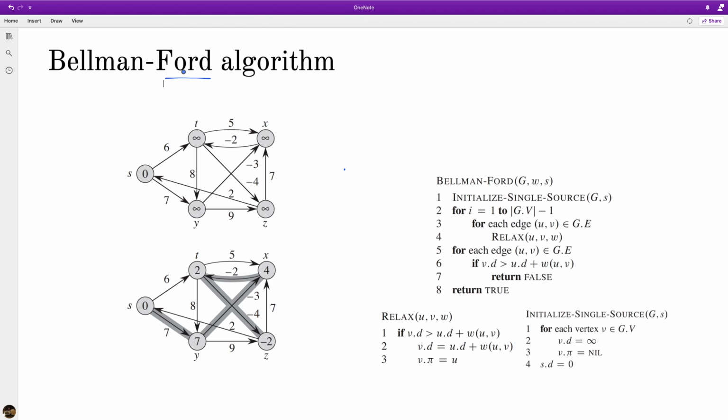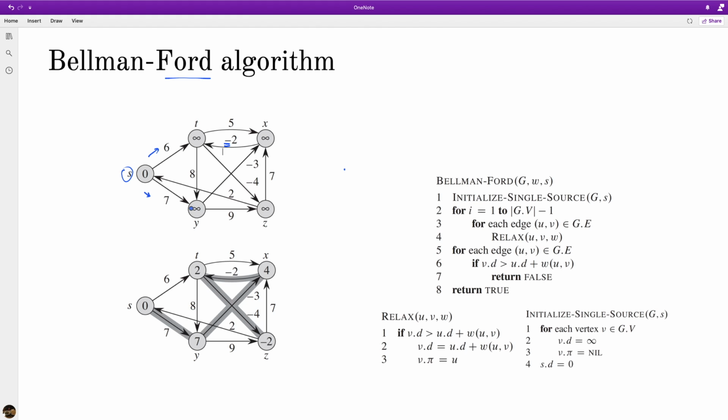The Bellman-Ford algorithm for finding shortest path from a single source to all other vertices in a graph is a general solution to the single source shortest path problem. It's a remarkably simple algorithm, and it also allows the weights to be negative. So if a graph has negative weights, Bellman-Ford algorithm runs fine if there is a shortest path.